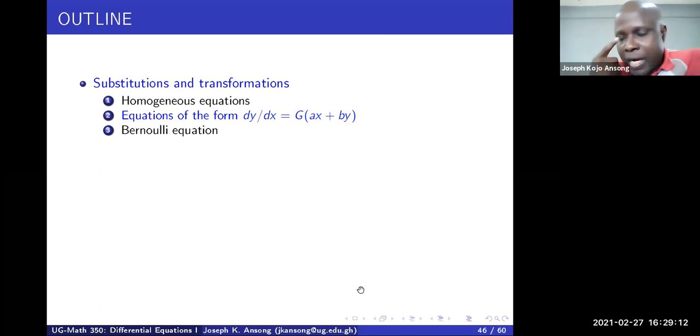Let's move on. We've done just a few minutes, so we can actually tackle this, and then the last one will be Bernoulli equations. So we want to look at equations of this form: dy/dx is equal to g as a function of ax plus by. If I still have more time, I will do this. Otherwise, I will stop and continue this in a separate video.